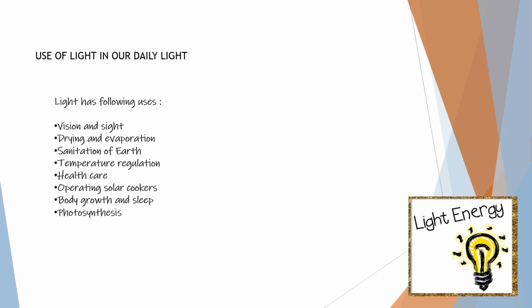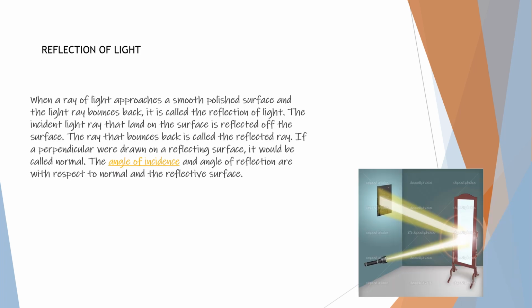So here are some of the uses of light in our daily life. Vision and sight, drying and evaporation, sanitation of earth, temperature regulation, health care, operating solar cookers, body growth and sleep, photosynthesis. So let's move to reflection of light.